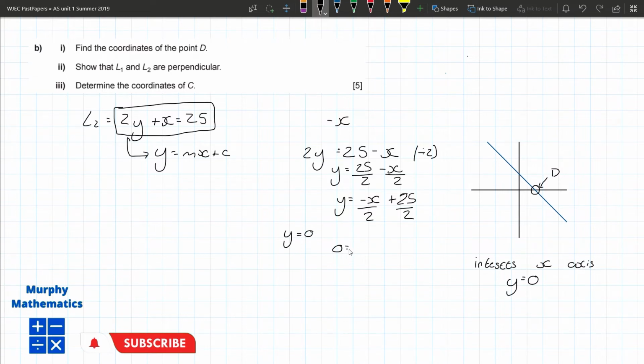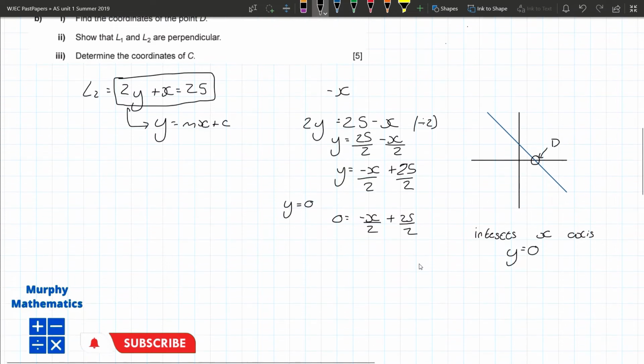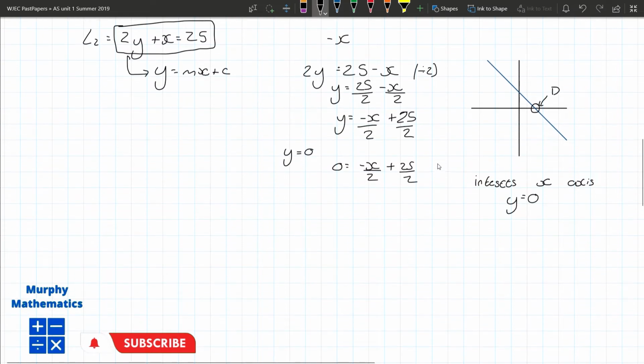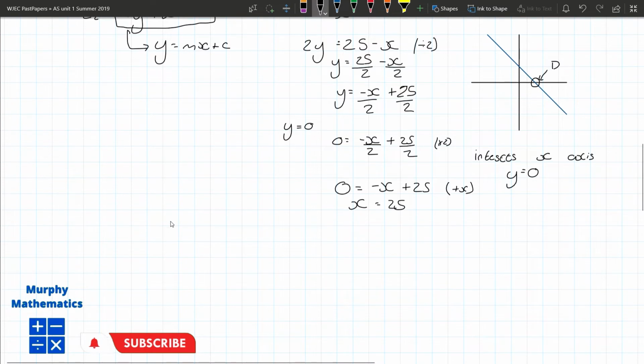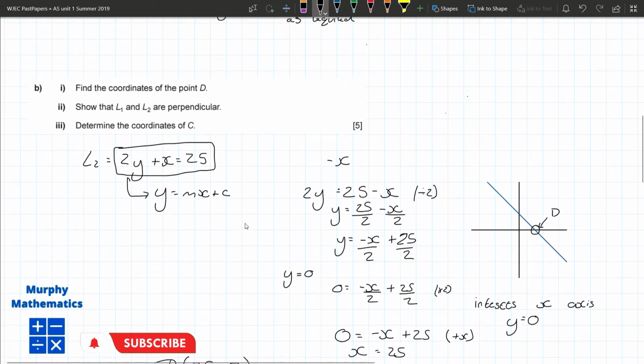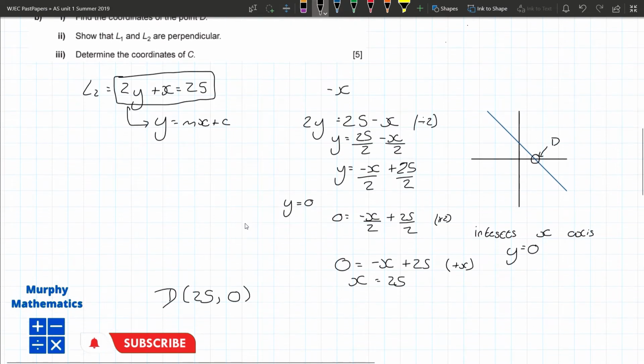So 0 equals minus x over 2 plus 25 over 2. Now I'm just rearranging to solve for x. I'll times by 2 first, so this will make it a bit nicer. So I'm going to have 0 equals minus x plus 25, and then I'm going to just add x to both sides. So now I've got x equals 25. So my point D is when x equals 25 and when y equals 0. Awesome. Okay, so now we're asked to show that line L1 and L2 are perpendicular.